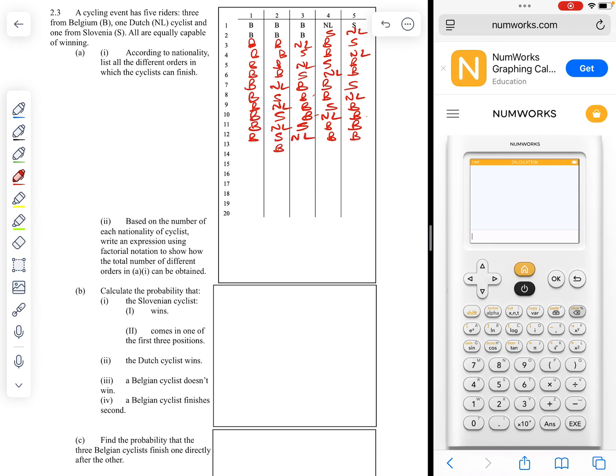Then the B could go to second place, third and fourth, with NL and S, then S and NL, continuing the pattern with the Belgians in each position, and finally B, B, B, NL and S, B, B, B, S and NL. We have listed all 20.